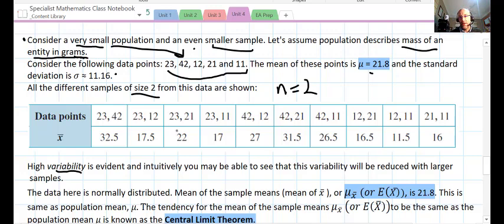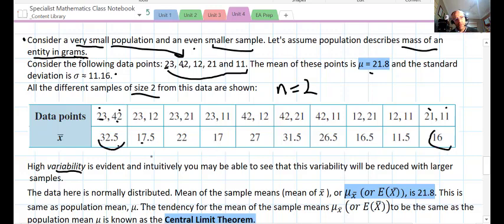So this is a case where an extreme can really help build confidence in a concept. So we've got here 23 and 42. These are all the possible combinations of getting these two, right through to 21 and 12. And here we found the mean. So the mean of 23 and 42 is 32.5, right up to the last one.